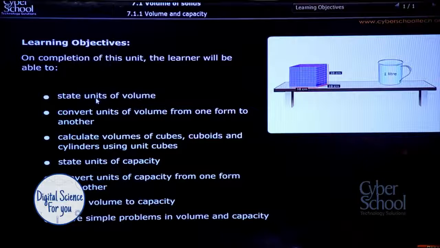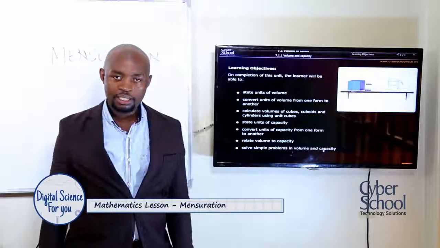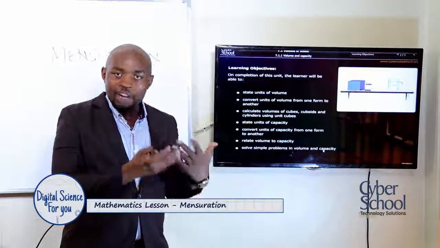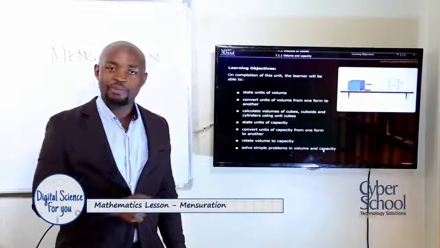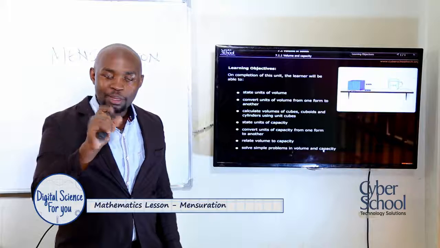The objectives under this topic: you must know how to state the units of volume, convert units of volume from one form to another, calculate the volumes of cubes, cuboids, and cylinders using unit cubes, state units of capacity, convert units of capacity from one form to another, relate volume to capacity, and solve simple problems in volume and capacity. Capacity is what you have normally in liters. Now volume is what is mathematical. Our mathematical bit is volume.